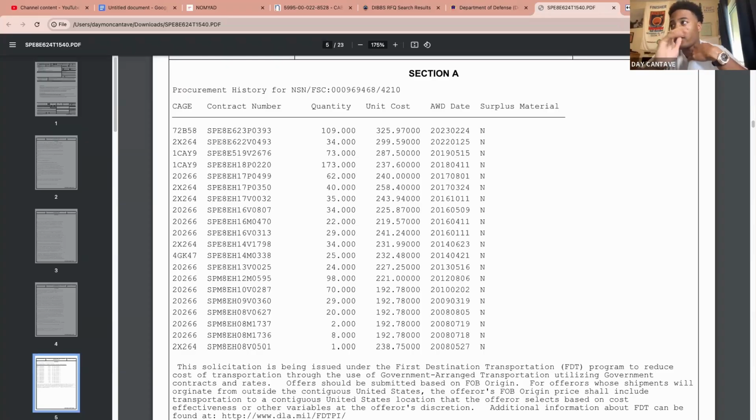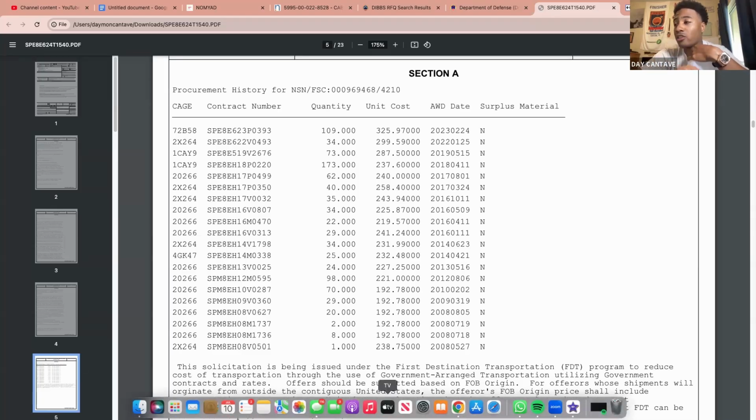Procurement history is like deer tracks in the snow. You've heard me say it many, many times before, right? So it tells you the company that bought it, the contract number, how much the government bought, when they bought it, and whether or not it was surplus. So a guy like me, when I see no surplus and I just see no's going all down the line, I start licking my chops because I'm like, nobody has surplus for this. That's in the DLA success plan if you guys want to know how to do that.